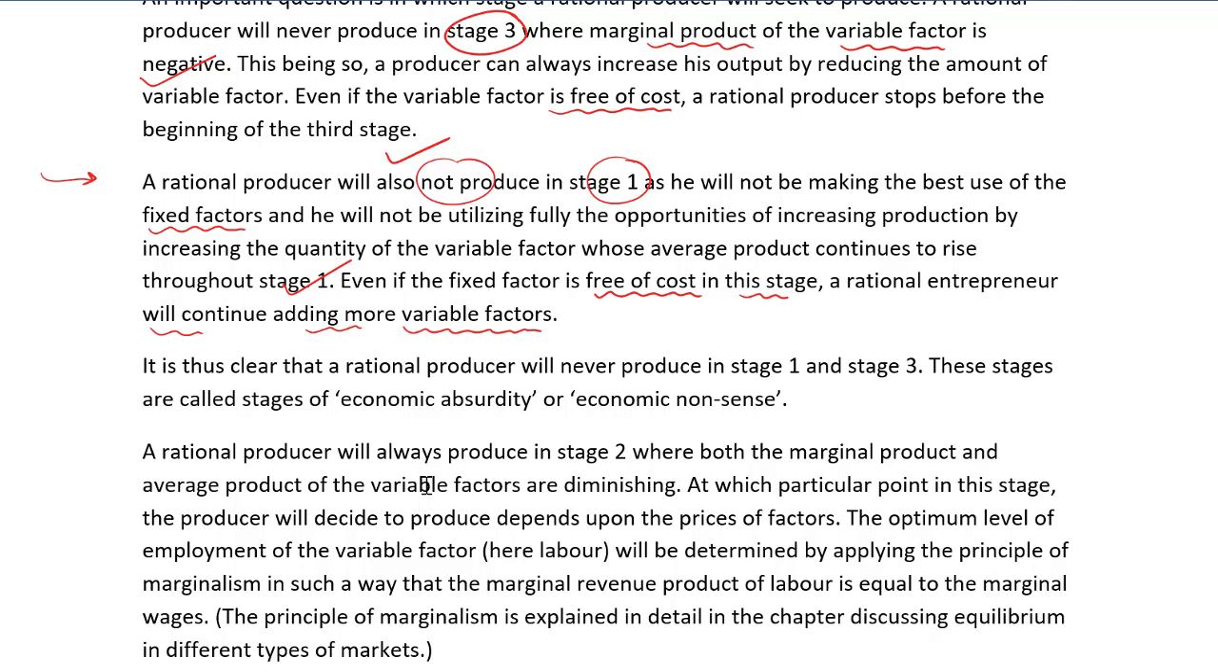Thus it is clear that a rational producer will never produce in stage 1 and stage 3. Why? Because over here it is diminishing return and over here it is increasing return, but the best combination is not achieved. So we can't get the maximum profit or the maximum output out of it. These stages are called stages of economic absurdity or economic nonsense.